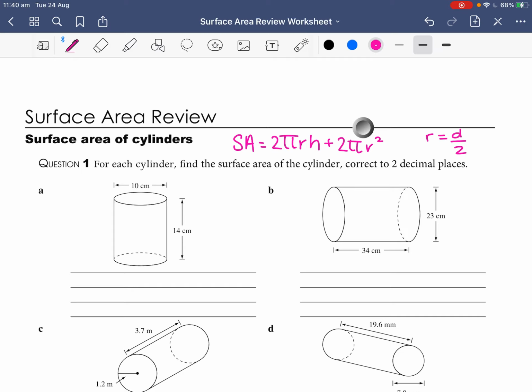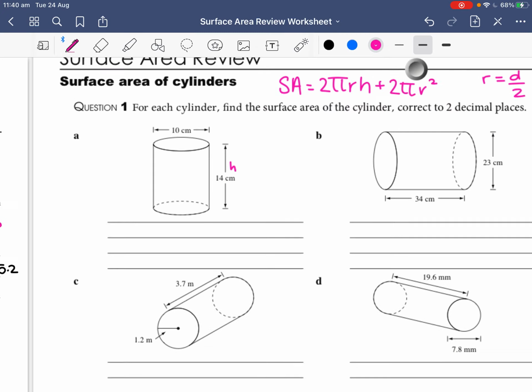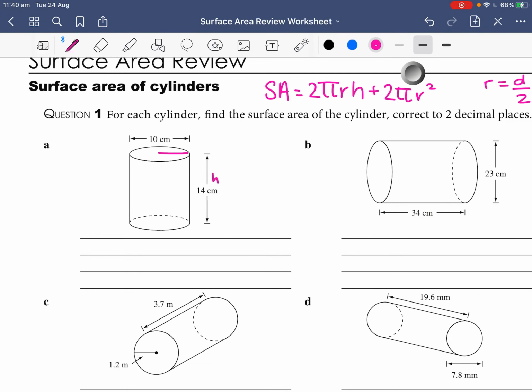So for our first one, we have our height of 14, and we have our diameter of 10. To find our radius, it is 10 divided by 2, which equals 5. So our radius for this first one is 5. We have our formula, surface area equals 2 pi rh plus 2 pi r squared. So we substitute in our values. Surface area equals 2 times pi times our radius of 5 times our height of 14 plus 2 times pi times our radius of 5 squared.